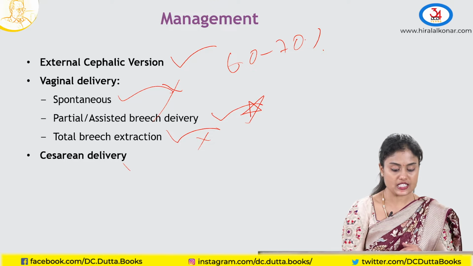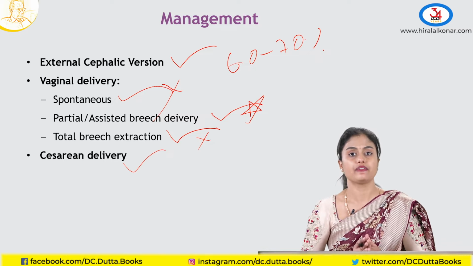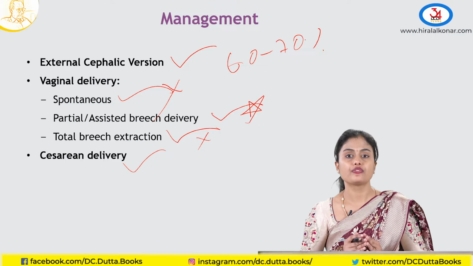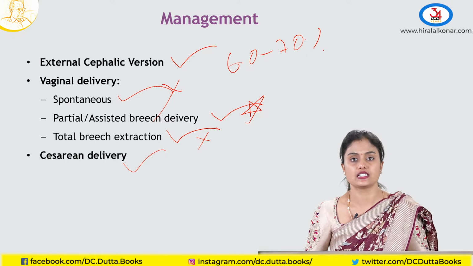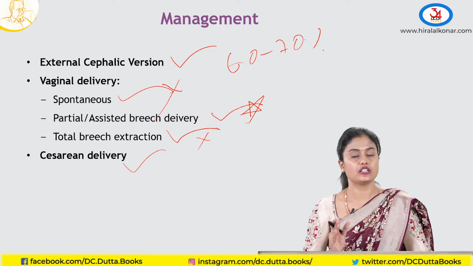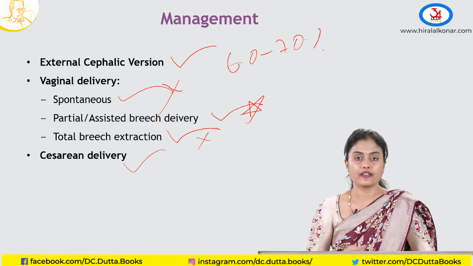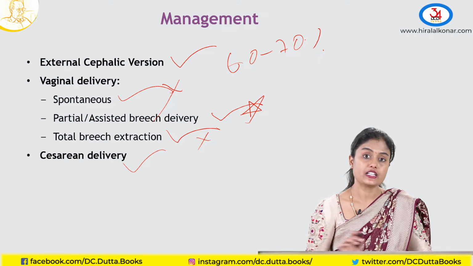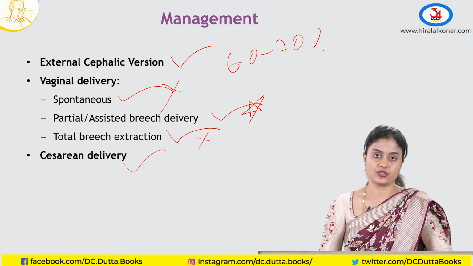Cesarean section electively for a primigravida we do. Most cases of breech delivery go for cesarean section because of the difficult delivery of the head. The head is the most difficult to deliver and it comes at the end. You do not have any choice at that time, so cesarean delivery is commonly done for breech presentation.